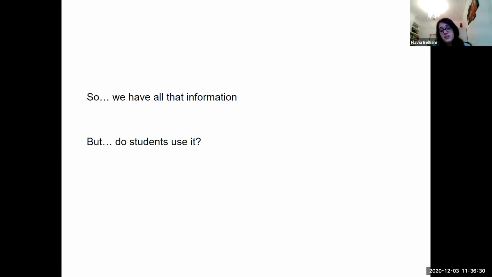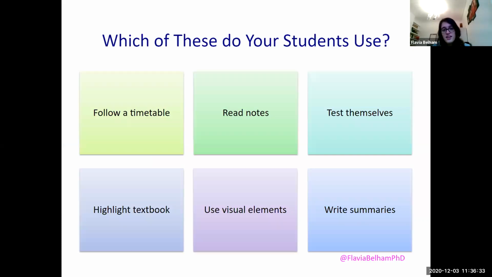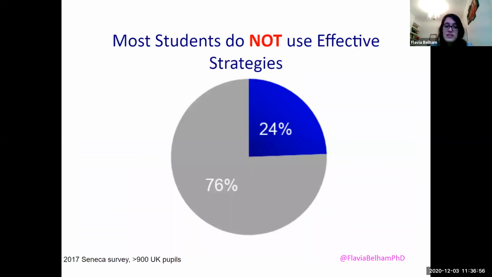But do students know that? Do they use the good strategies? And then we go back to the first slide on what students actually do. So when I give this talk, usually teachers say that students highlight textbook, read notes, and write summaries. But we know that what they should be doing is following a timetable, using visual elements, and testing themselves. So students do not use effective learning strategies.